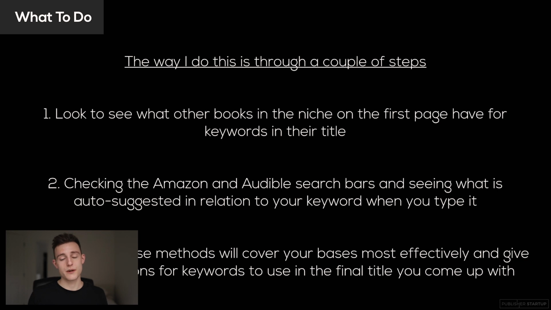Using both these methods will cover your bases most effectively and give you some options for keywords to use in your title, okay? What I suggest when you're doing this is just go through, write down all the keywords that you see that are relevant and that you might want to include in your title, make a big list, and then at the end, once you've gotten all the keywords, formulate a title, like a couple of them, and just read them out loud. See which title sounds the best to you when it's coming off the tongue.